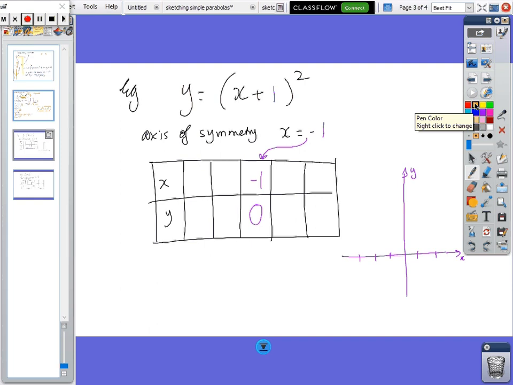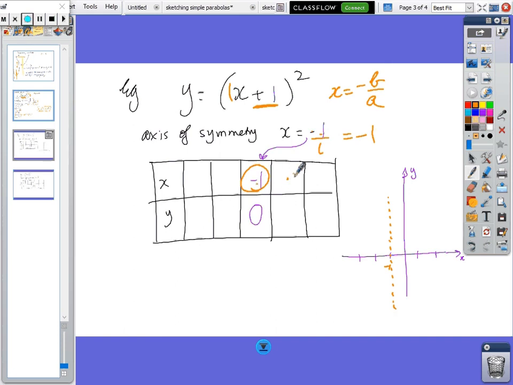Okay, so I've got (x plus 1) squared. So the formula for the axis of symmetry is minus b over a. So that's the b value, so it's minus 1 divided by 1, which is minus 1. So that means the axis of symmetry is on minus 1. Our parabola is going to be symmetrical about that line, and then all you do is just pick numbers on either side.